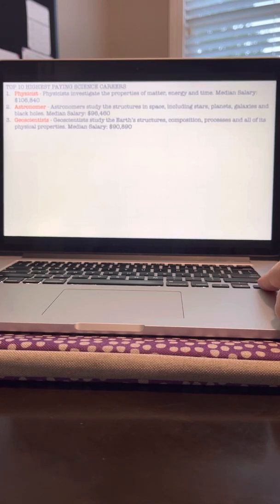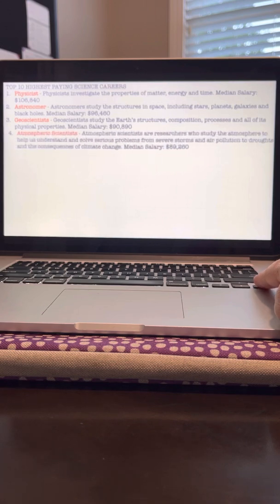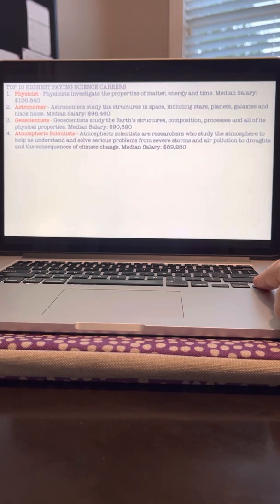Then we have geoscientists. They study the Earth's structures, composition, processes, and all of the physical properties. Then we have atmospheric scientists. They're scientists who research and study the atmosphere to help us better understand and solve serious problems, from severe storms and air pollution to droughts and the consequences of climate change.